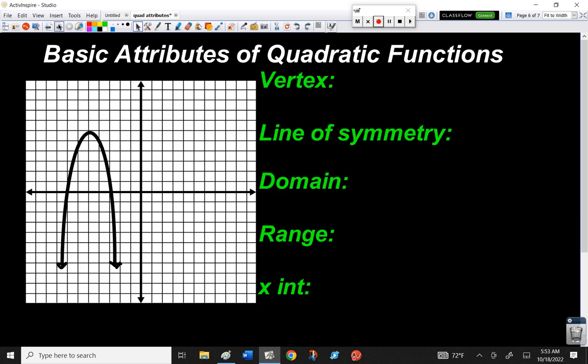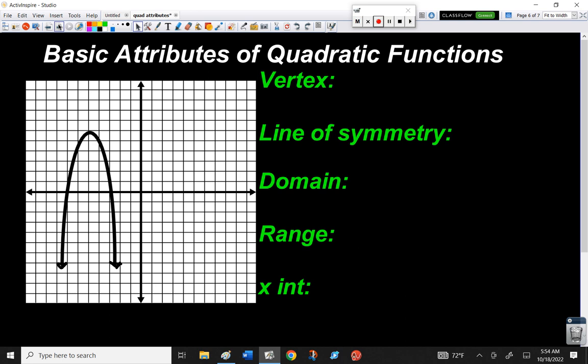Now, ladies and gentlemen, what I'd like you to do is go ahead, copy this graph down, and pause the video, label the vertex, the line of symmetry, the domain, the range, and the x-intercepts.